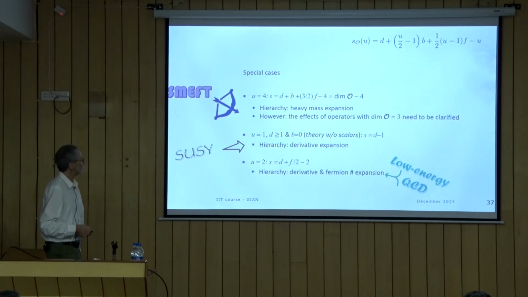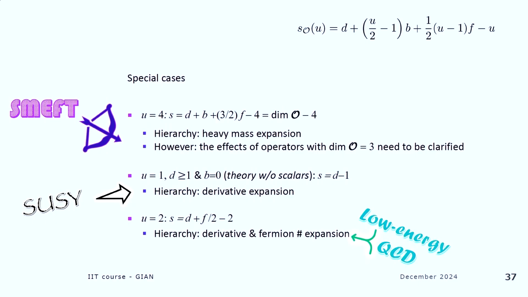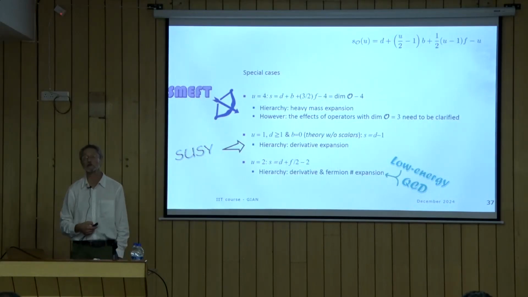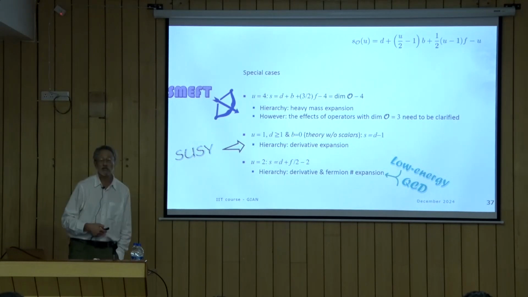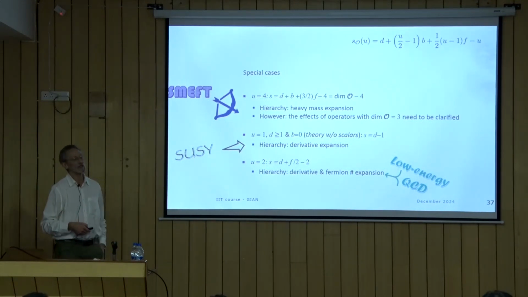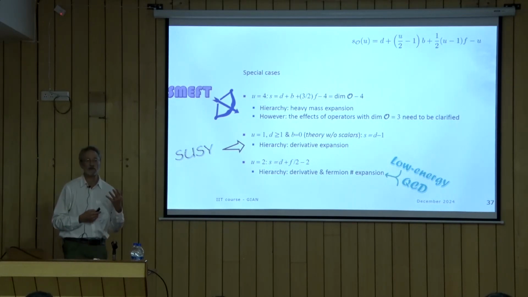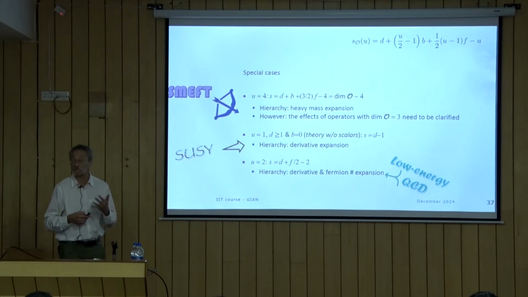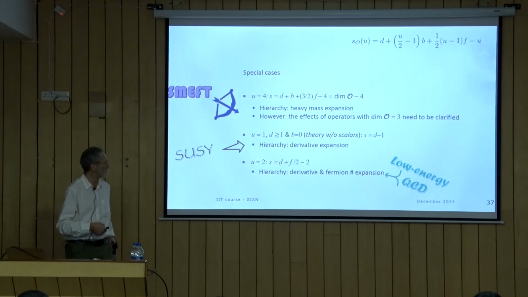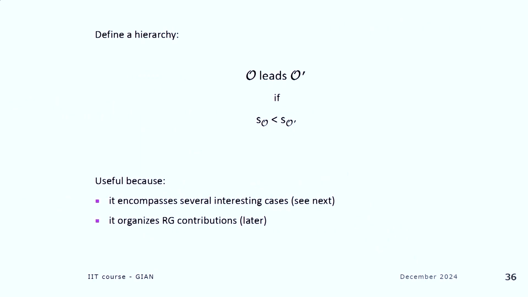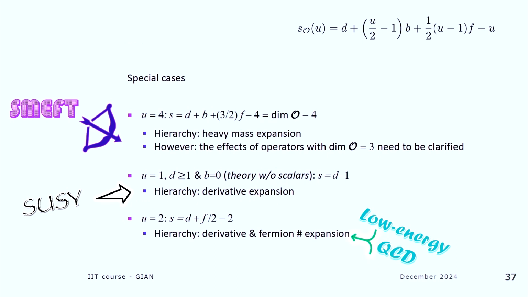And the last one is choosing this u equal to 2. In that case, the index becomes the number of derivatives plus half the number of fermions, minus 2. In this case, then, this is an ordering of operators according to the number of derivatives and the number of fermions they possess. This is useful for low energy QCD because in low energy QCD, pions are very easy to get. Pions come for free. And so having an ordering that doesn't depend on the bosons, which are pions, is very useful. And in fact, this object here is S. This is what is used for ordering operators in low energy QCD.